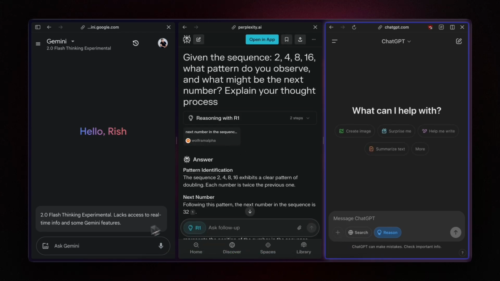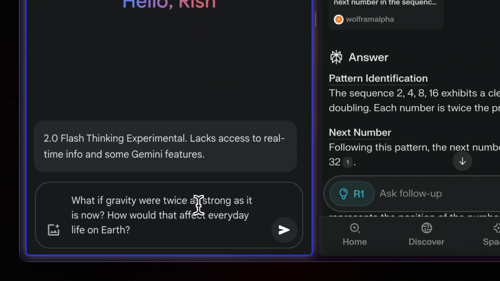And my next question would be a very hypothetical reasoning question, because these kinds of questions are what we call thought experiments, and I would like to really see how LLMs tackle that, because tackling how many R's in a strawberry is kind of the usual litmus test that people do. But I want to go beyond that, and my next question would be, what if gravity were twice as strong as it is now? How would that affect everyday life on Earth? So that is my question.